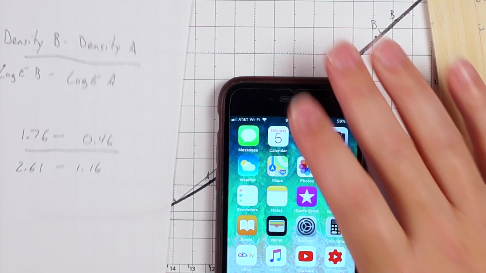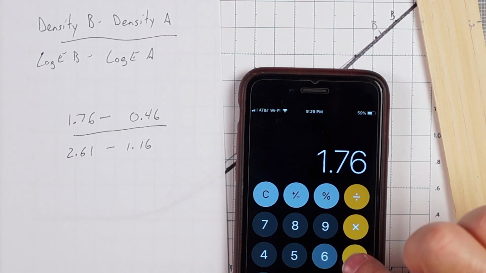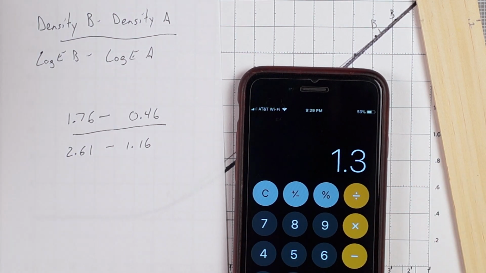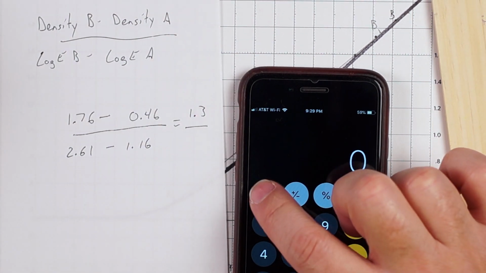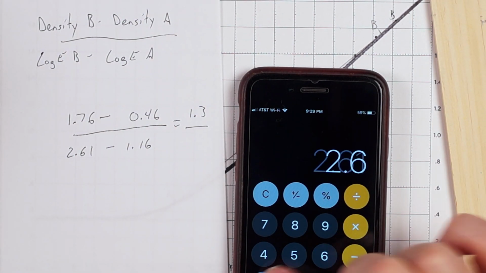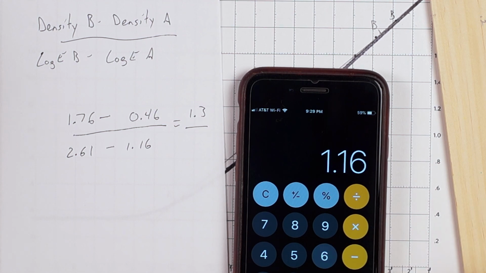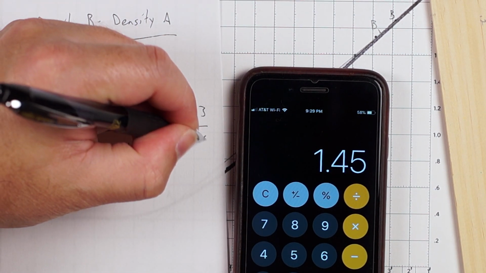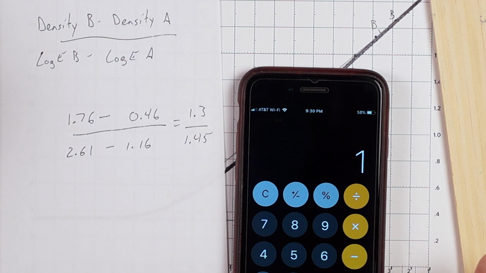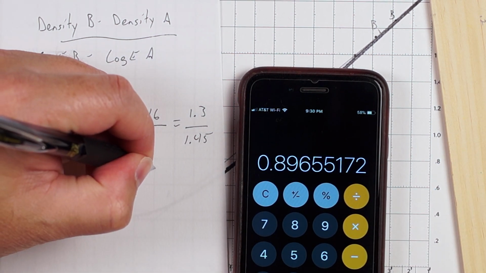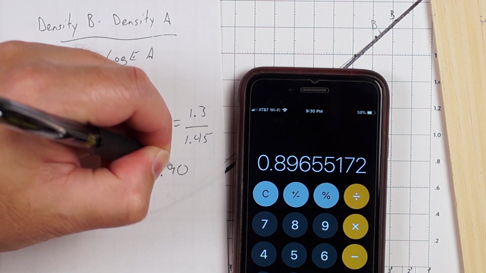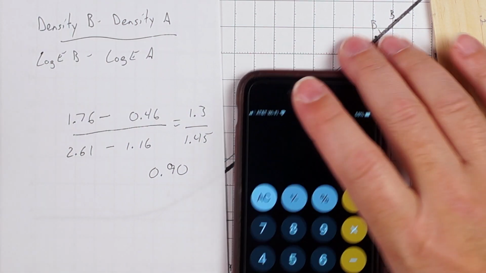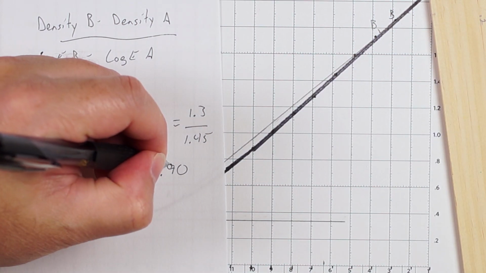Not going to try to do that in my head. 1.76 minus 0.46 equals 1.3, and we'll divide that by 2.61 minus 1.16, which is 1.45. So 1.3 divided by 1.45 equals 0.90. So that is my contrast index, 0.90, which is very high.